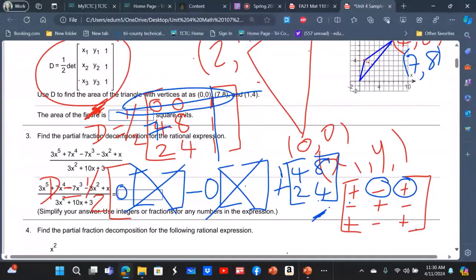Let me replace 4 with 7 wherever I see that. So 7 times 4 is 28. 28 minus 16 is going to give me 12, right? Then if I divide 12 by 2, because it says 1/2, I have 6. So after the correction, I have 6 as the area.